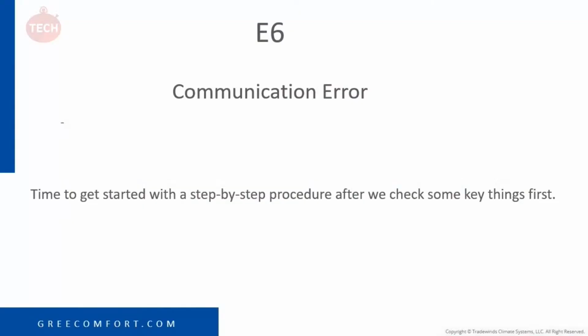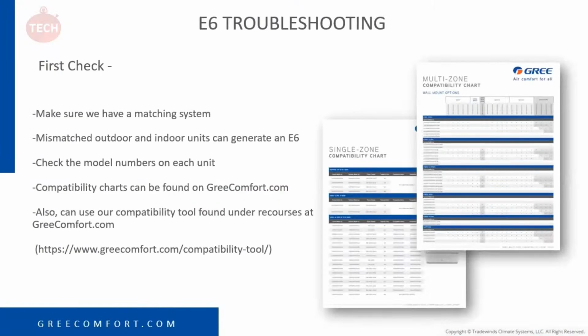All right, so time to get started with the step-by-step procedure. First check, ideally we want to make sure that this is a matching system. If it's not a matching system, sometimes that could generate an E6. You can check the model numbers on each unit and get a compatibility chart found on our website at greecomfort.com. Also, you can use our compatibility tool found under resources at greecomfort.com. The link is provided below.